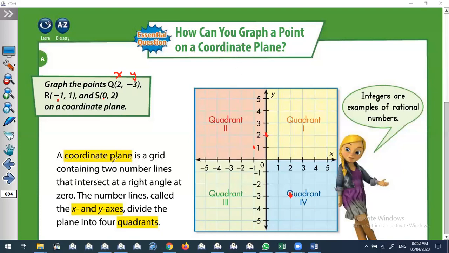So a coordinate plane is a grid containing 2 number lines that intersect at a right angle at 0. They intersect at 0. The number lines are called the x and y axes. This line is called the x-axis, and this line is called the y-axis. They divide the plane into four quadrants.